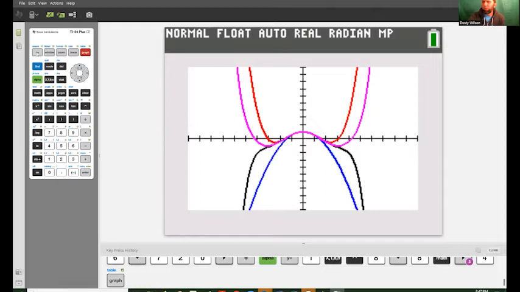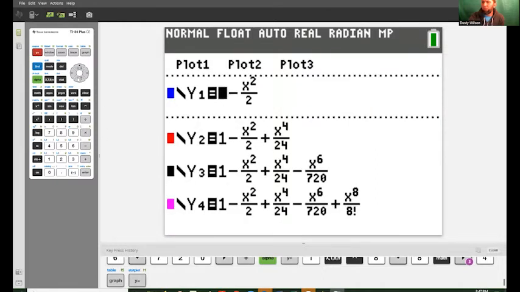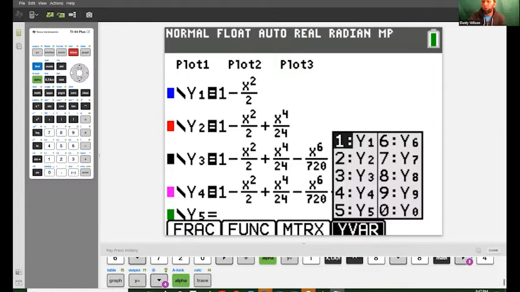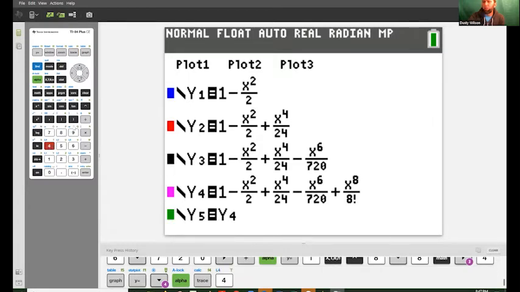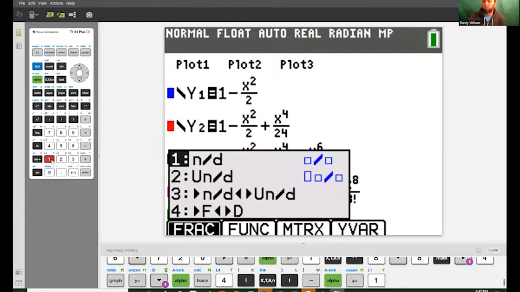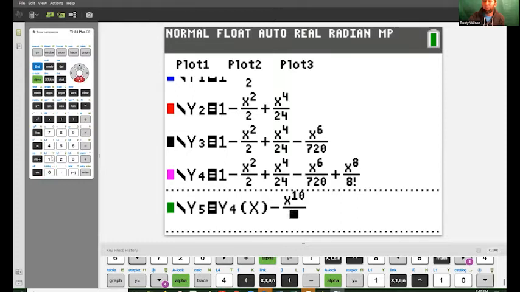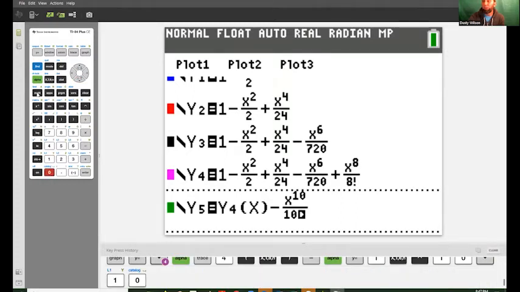I think we can even do this faster. If we wanted to graph y5, notice each time we're just grabbing the previous thing and adding one more term. So we could graph y4 of x minus x to the 10th over 10 factorial. 10 factorial starts to be a really big number.